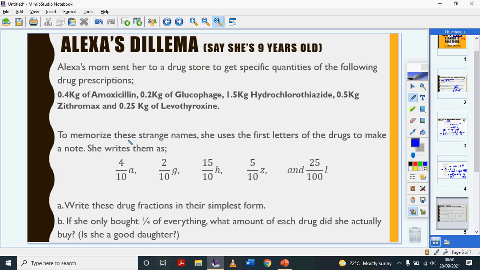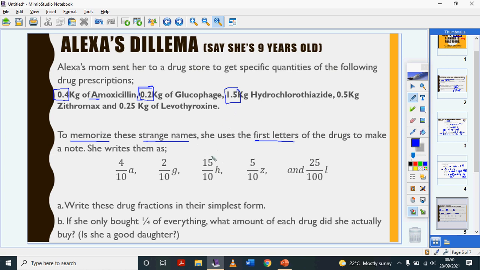Very complicated things, but being a smart person, she creates some kind of way or format to remember these names. So to memorize these strange names, they surely are strange, she uses the first letter of the drugs to make a note, and then she writes them as the following: 4 out of 10A, which makes sense because 0.4 is the same as 4 out of 10, smart Alexa, and A stands for amoxicillin. Alright, so then she says 0.2G. Hope you can see 0.2 is the same as 2 out of 10, and G stands for glucophage.